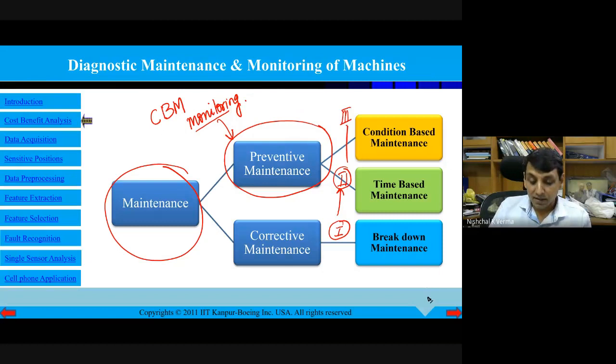Now if I again take the example of a car, right? I have a car and I drive my car, and then based on either the acoustics or maybe vibration, I sense that my car has some issue, even when we go for time-based maintenance. And many times that happens, right? We notice that there is something wrong in the car.